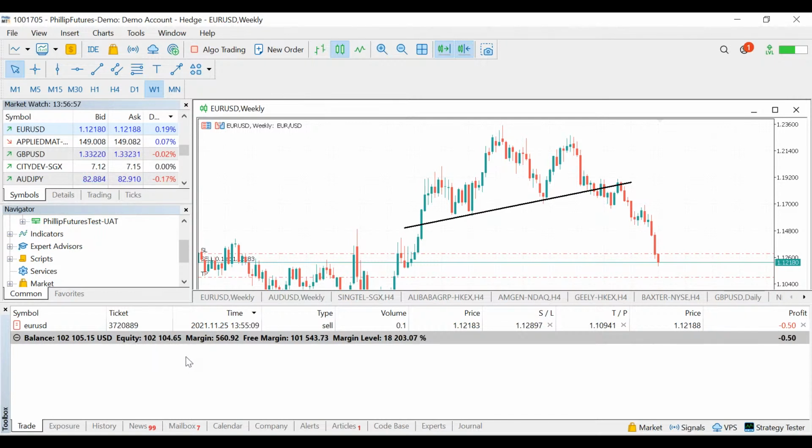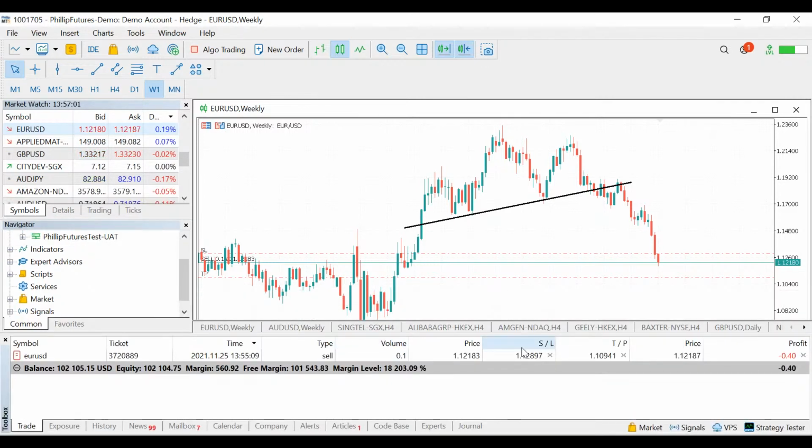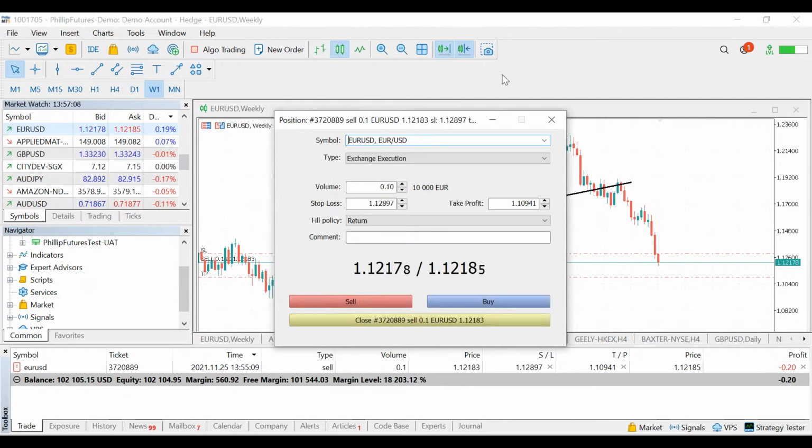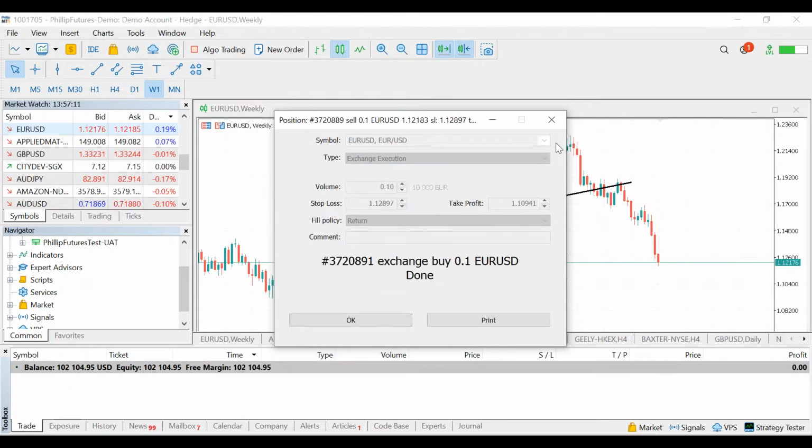Okay, the equity is floating. Those are the important ones that you should look at. So how do you close the trade right here? You can just simply click on the X here. It will ask if you want to close, and you can just close the deal right here.